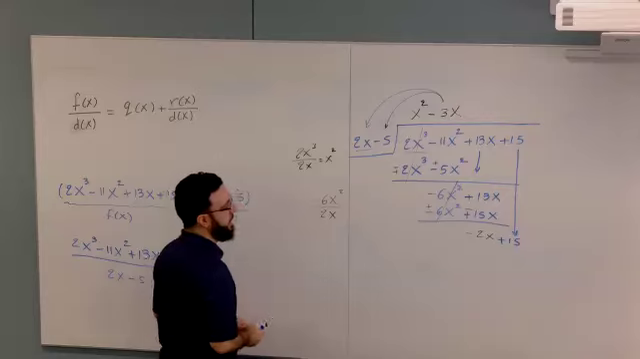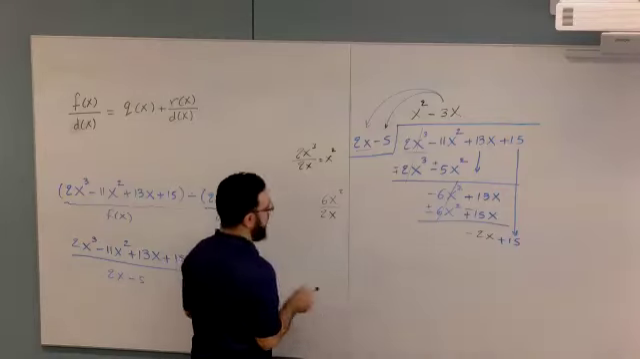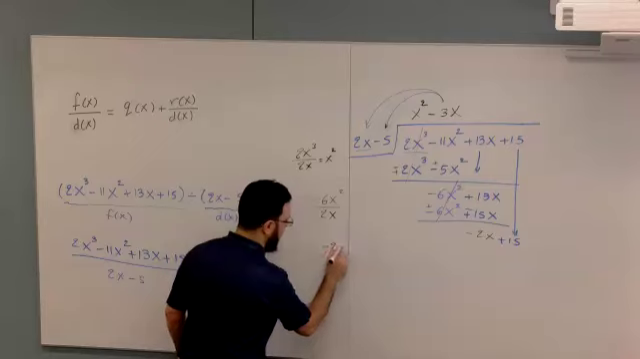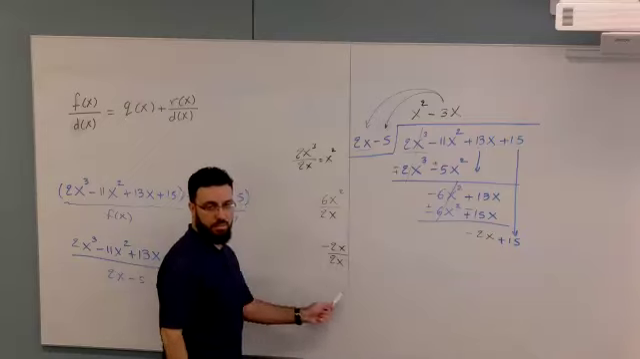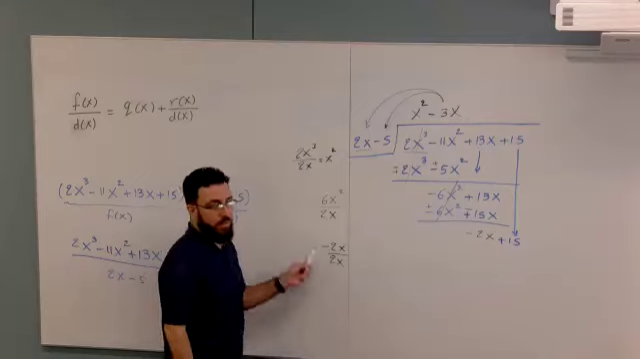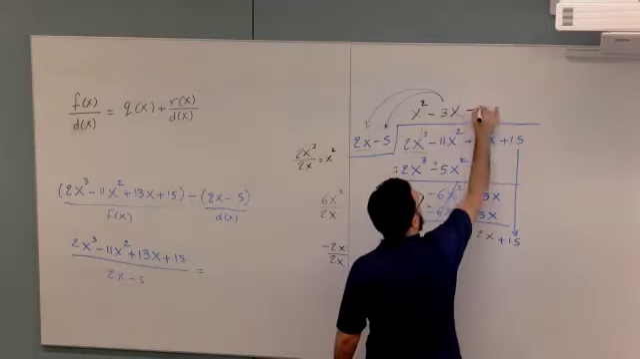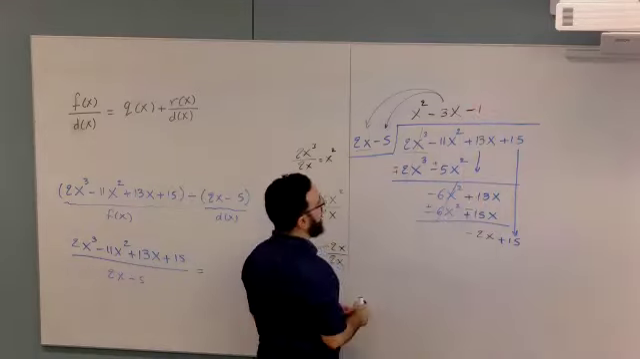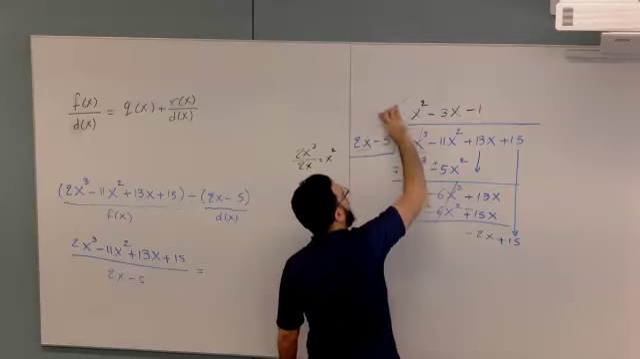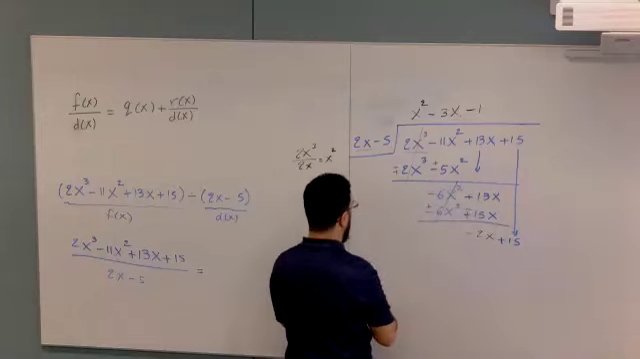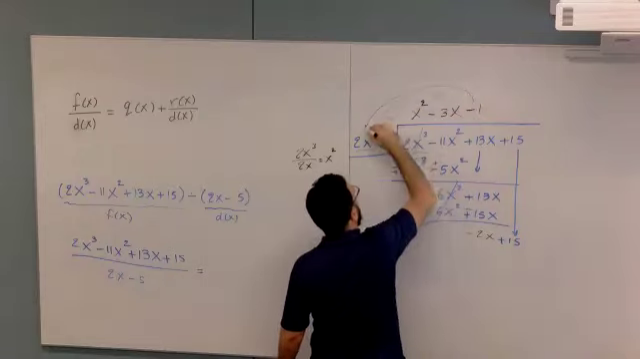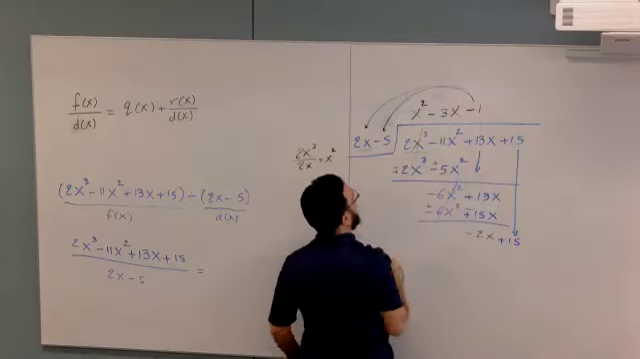We're going to do the steps again. Negative 2x divided by 2x. What was the result? Negative 1. So I'm going to write down here negative 1. Again, now the new steps. We're going to multiply negative 1 here and negative 1 here.